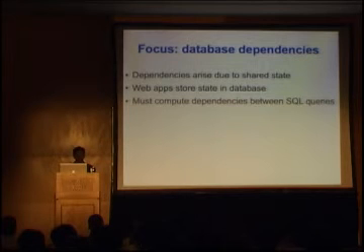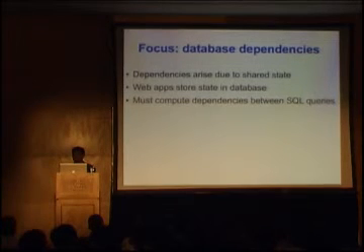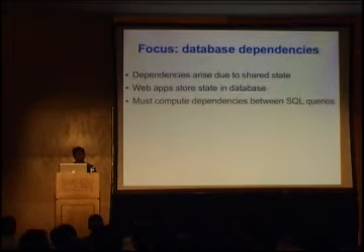Dependencies between requests arise because of reading and writing to shared state. And web applications store all their state in the database. So tracking these dependencies between these requests boils down to tracking dependencies between the SQL queries issued by these requests.